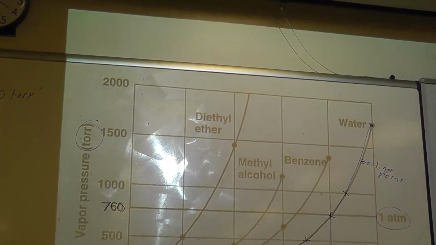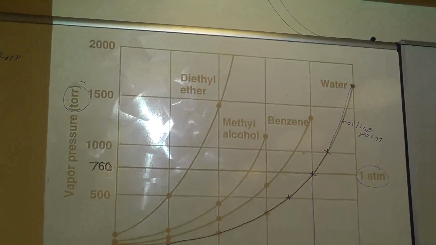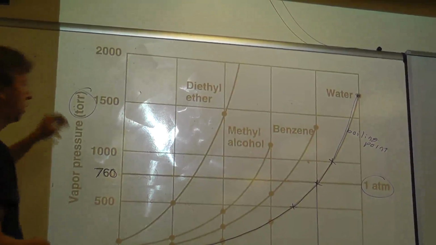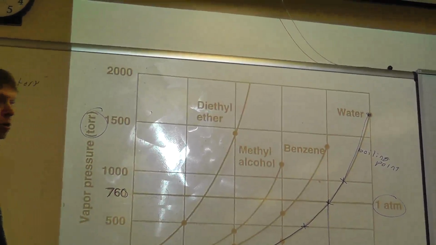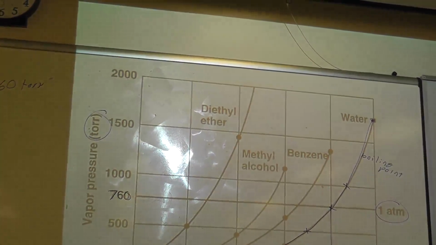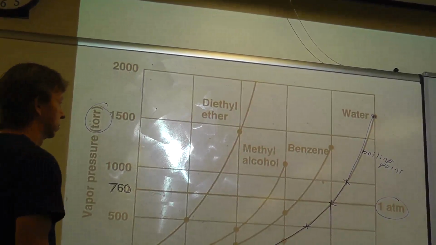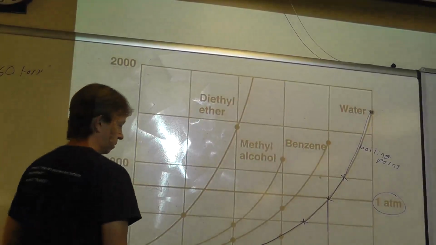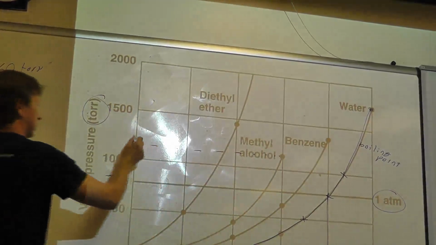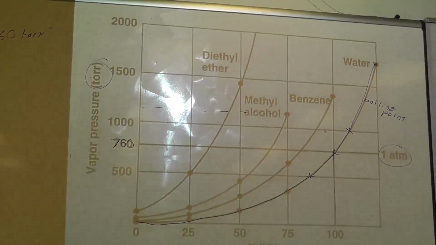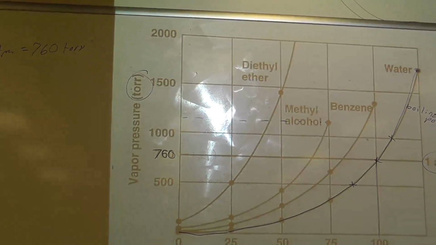Now there's a lot of information you can get out of a chart like this. And that's some of it. We could read this as, what's the vapor pressure of such and so as a function of temperature? What's the vapor pressure of methyl alcohol at 75 degrees? 75 degrees, methyl alcohol, I don't know, about 1,100 torr, something like that. This isn't the best labeled graph ever, but it gives you an idea of where things would be.